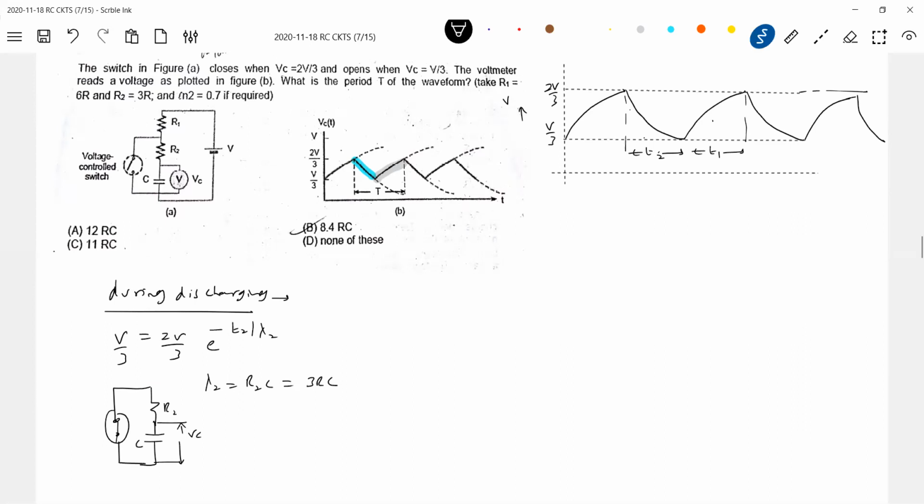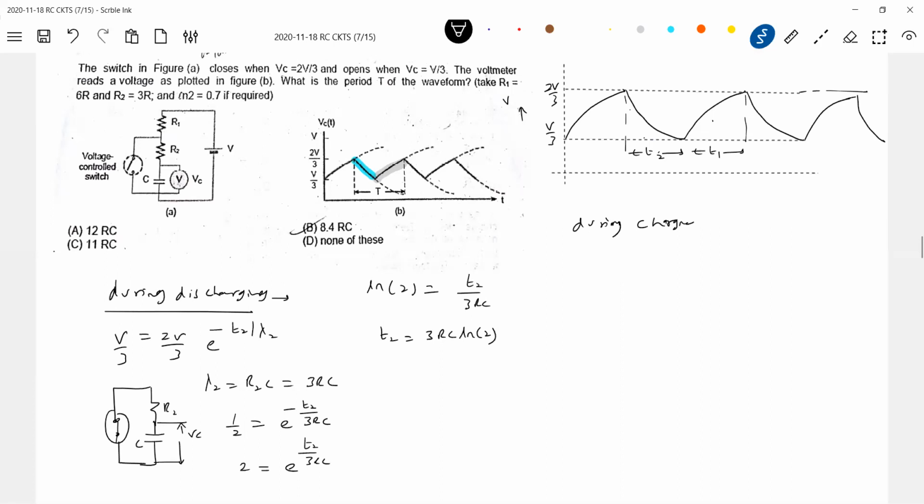Okay, this will become 1/2 equal to e to the power of minus T2 by 3RC. So therefore, this will be 2 equal to e to the power of T2 by 3RC. Taking log 2. That is the discharging. Okay, during charging, we'll get into this one.